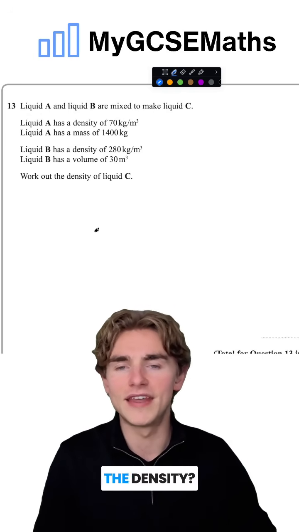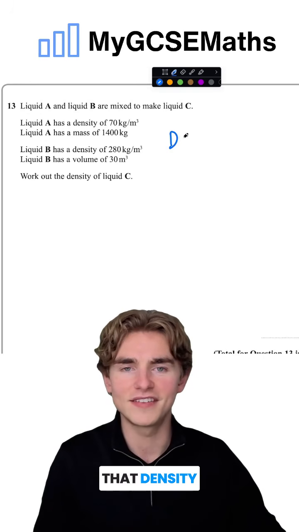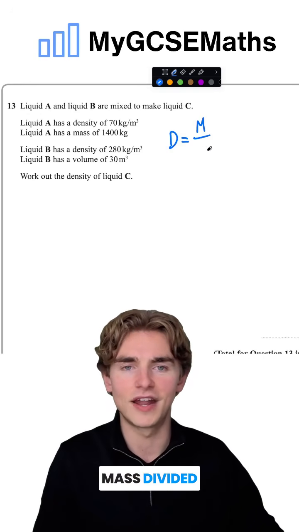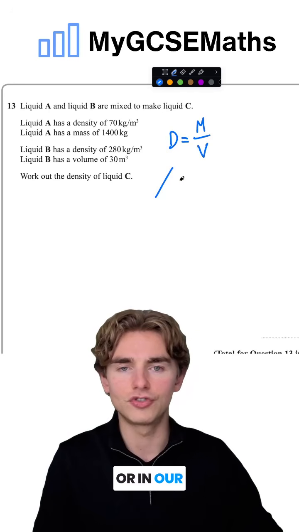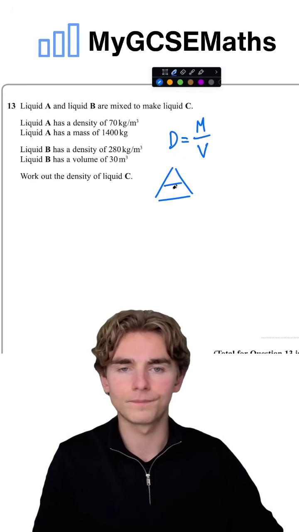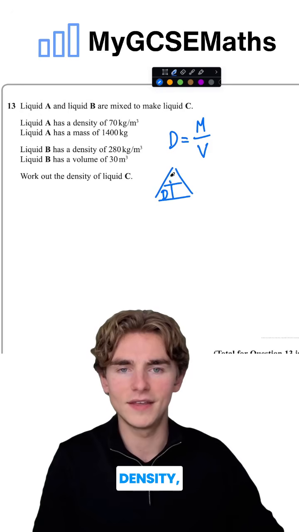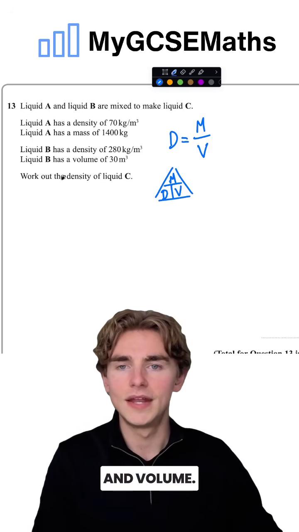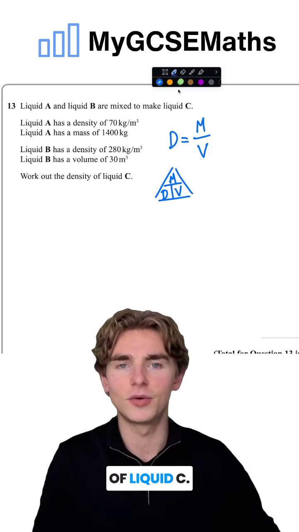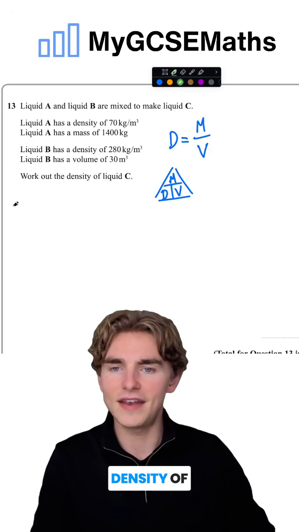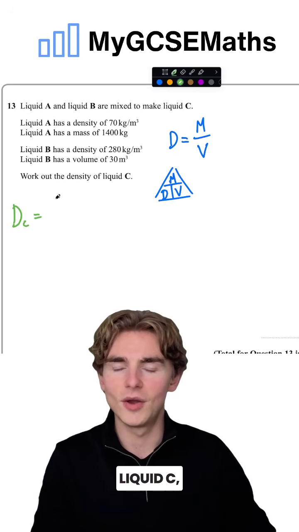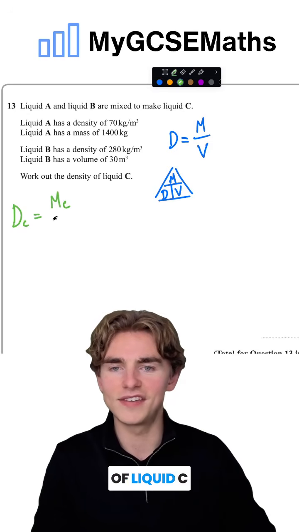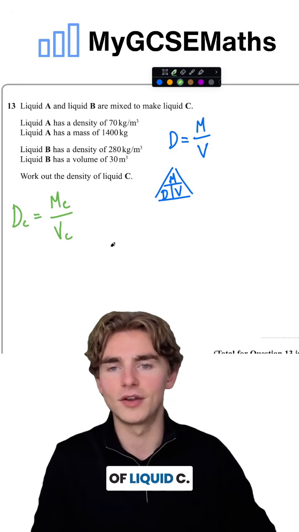So how do we work out the density? Well, we know that density is equal to mass divided by volume. Or in our triangle, we have density, mass, and volume. Now, to work out the density of liquid C, we're going to need to do the mass of liquid C divided by the volume of liquid C.